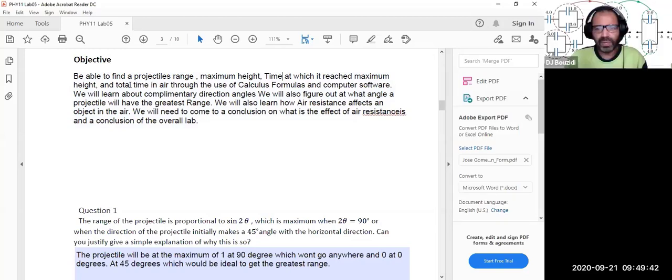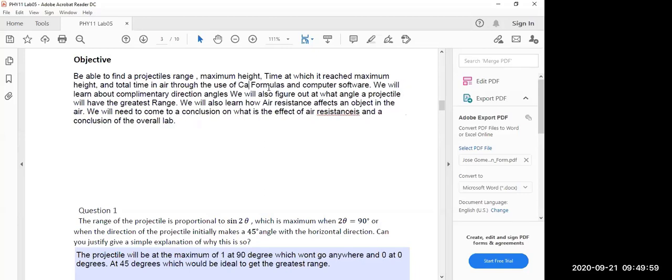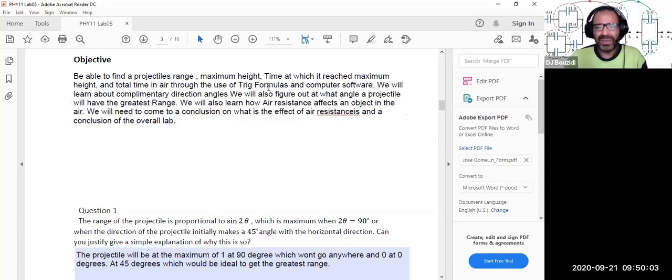Okay, I think I wrote it right. Time of flight, which, oh, that's the time up. Okay, that's the time up. Yeah, correct. You're fine. And total time in there. Okay, so that's good. To the use of calculus formula. Are we using calculus formula? Actually, they are trig formulas. Okay. Sorry. I'll go ahead and change that. And computer software.